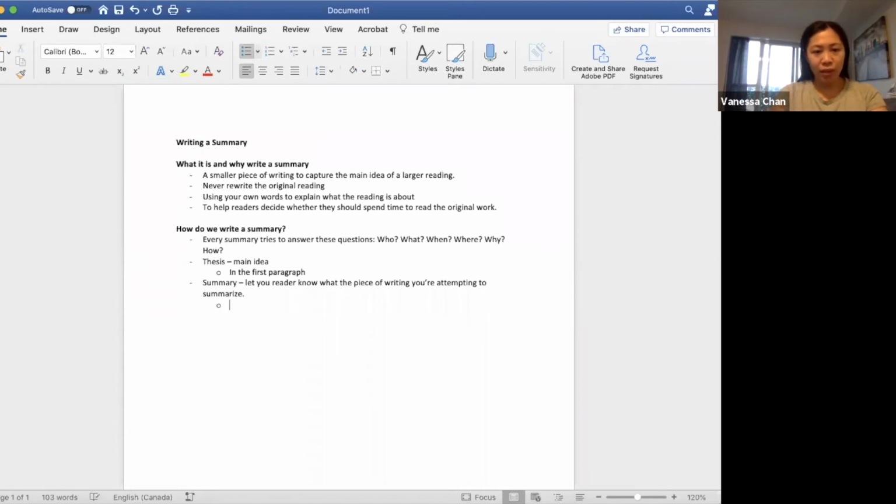So include the title of the book, essay, whatever the piece of writing is. Include the name of the author. And one or two sentences that explain what the piece of writing is about.